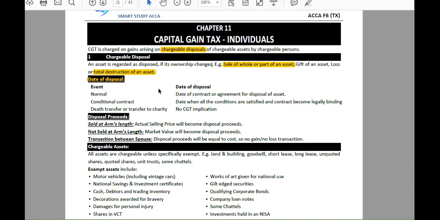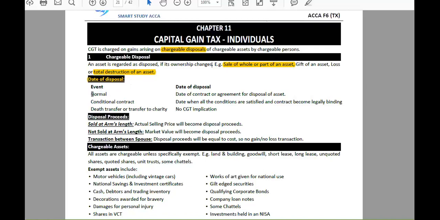So in the UK, the tax year will start from 6th April and end on 5th April. So date of disposal is very, very important, because if the date of sale or date of disposal of an asset falls within our current tax year, we are going to pay tax on that asset. If the date of disposal does not fall in the current tax year, obviously we are not going to pay tax on that asset. So date of disposal is very, very important.